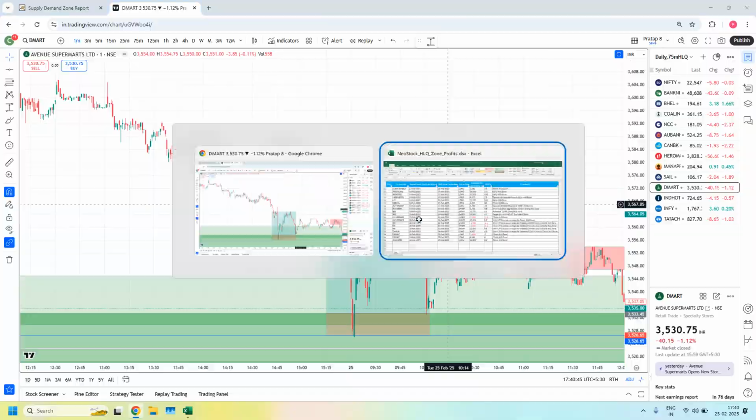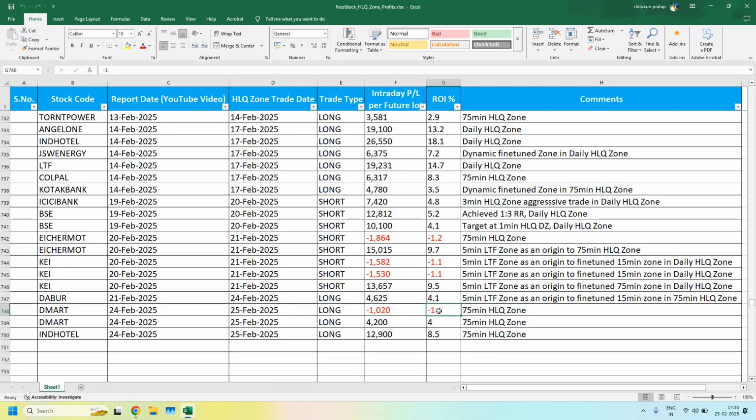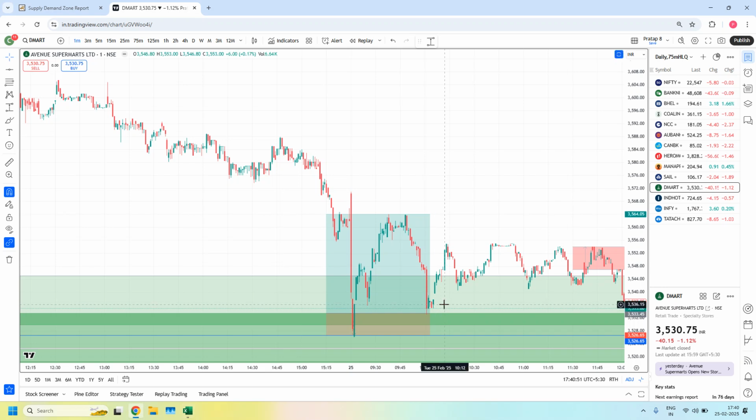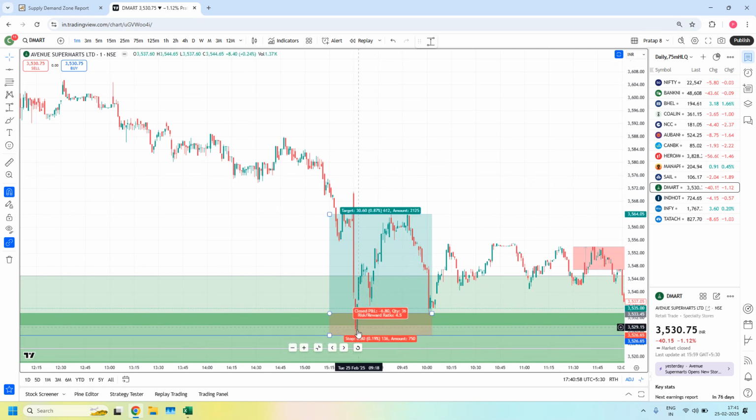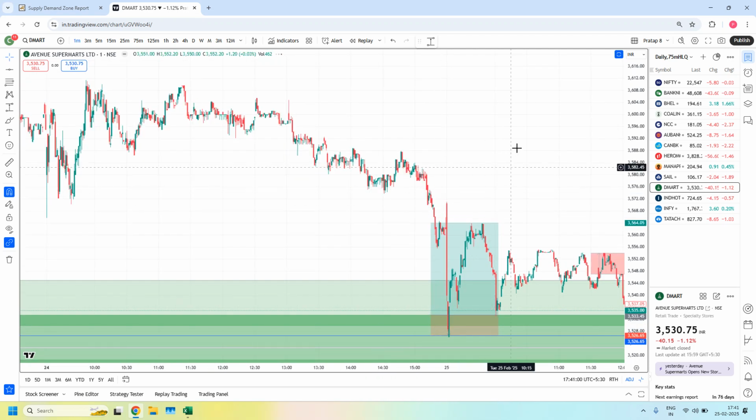Actually, it is 0.96% negative ROA. 0.96 I rounded to 1%. How badly we missed a good trade here. That is what you should understand.